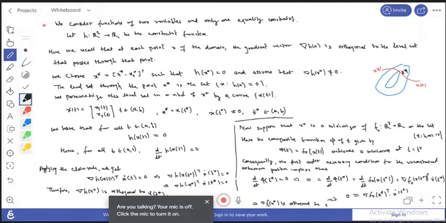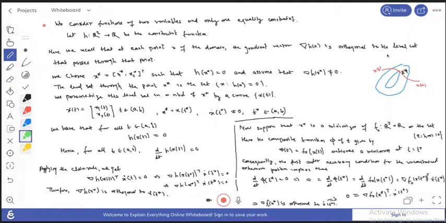This is orthogonal to this x dot t star. In fact, this x dot t star is tangent to this curve. Basically, this x dot t star is a tangent. This is your x dot t star, because this is your x star, so this is your tangent.